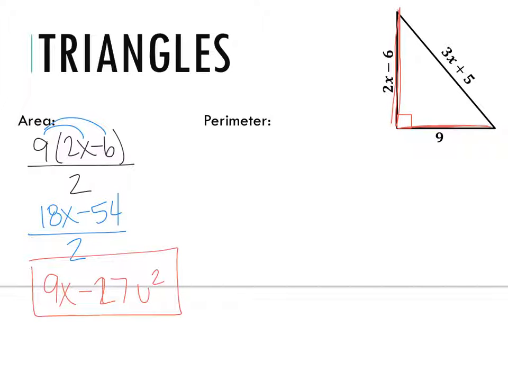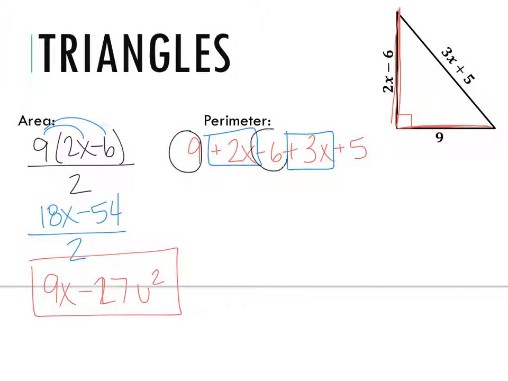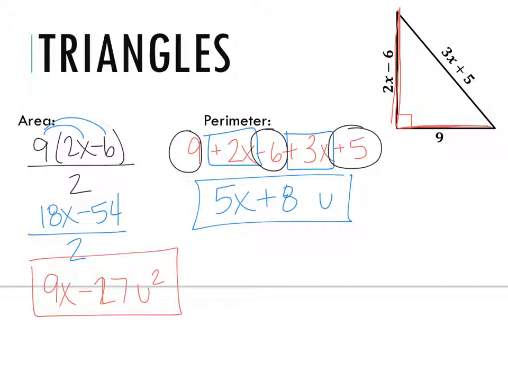For a perimeter, again, this is adding all 3 sides. So I'm going to start with the base of 9, add it to my height of 2x minus 6. And since this is a right triangle, I know that that diagonal is my hypotenuse. So add up all 3 sides together. So I'm going to combine like terms. So I have 2x and 3x. And I also have 9, negative 6, and positive 5. So 2x plus 3x is 5x. And then 9 minus 6 is 3, plus 5 is 8. So the perimeter is 5x plus 8 units.